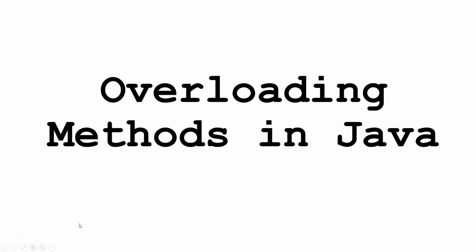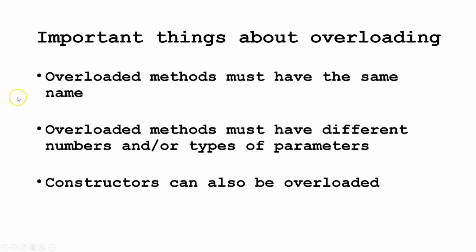Overloaded methods are methods that have the same name in the same class. 3 important things to know about overloading methods. First, overloaded methods must have exactly the same name. Second, overloaded methods must have different number and/or types of parameters. Third, constructors can also be overloaded. We'll talk about what constructors are and how they work a little later.